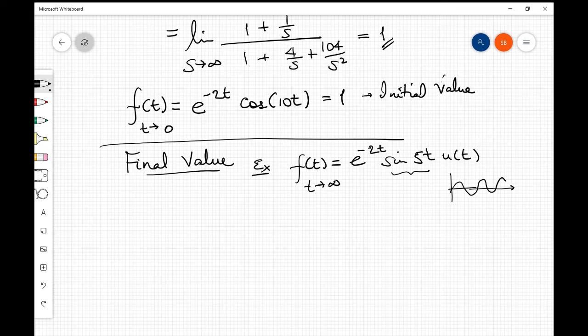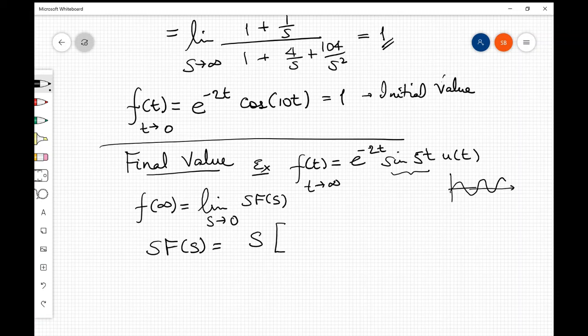In order to compute this, we can use the final value theorem, which says that f at infinity can be computed by taking the limit of s times F of s as s is approaching 0. So our job is now to find s times F of s, s multiplied by the Laplace transform of f. For sine 5t with e raised to minus 2t, we have 5 over s plus 2 the whole squared plus 5 squared.